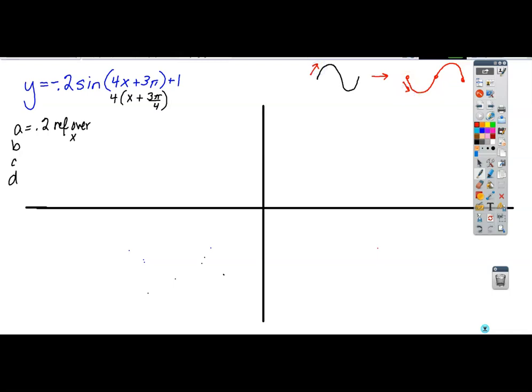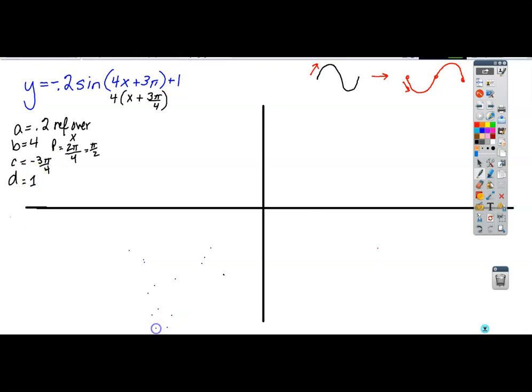Okay, let's see, what do we have? We found that our b value was 4. So that means my period, remember your period is 2 pi, which is the original period, over 4, so pi over 2. So my period is pi over 2. My shift is, careful, since it's plus, it's actually negative 3 pi over 4. Remember, it's the opposite sign. And then my d value is 1. I'm going to shift up 1.